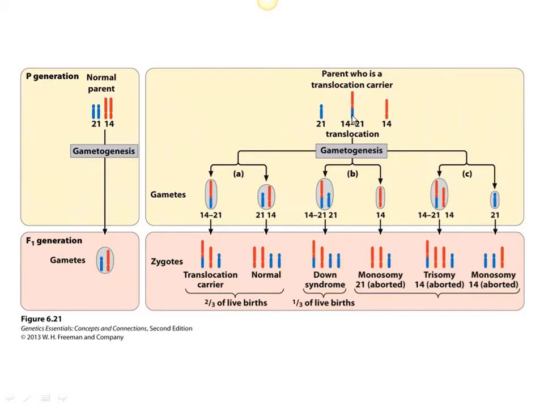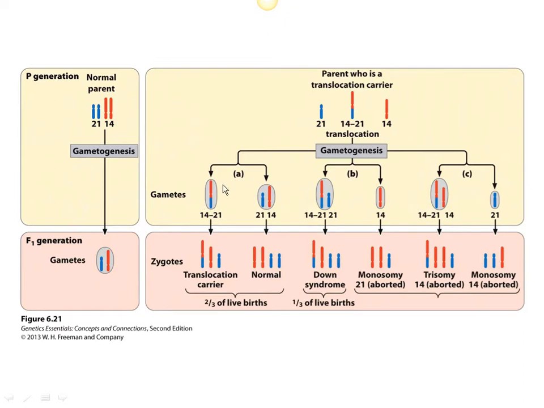A person who has this translocation, this fusion chromosome, will have 1 copy of 21 here, 1 copy of 21 fused to 1 copy of 14, and then another separate copy of 14. So they have 2 copies of 21 and 2 copies of 14, but these are fused. So during gametogenesis, which is meiosis, all of these types of gametes are possible. So you get these weird gametes.